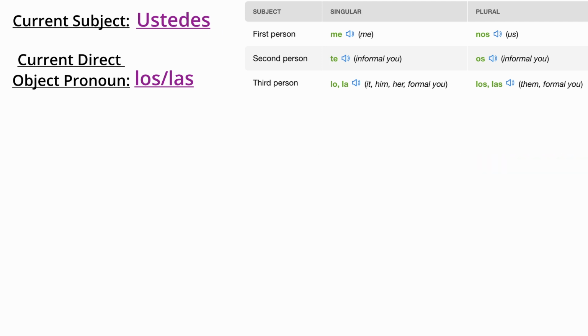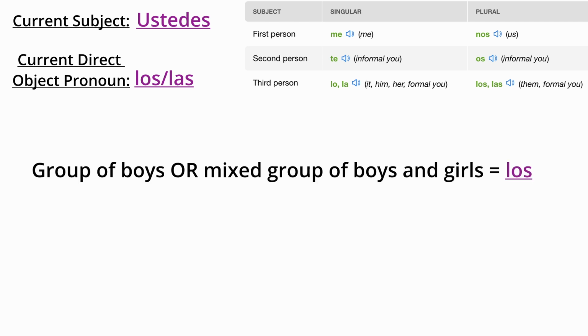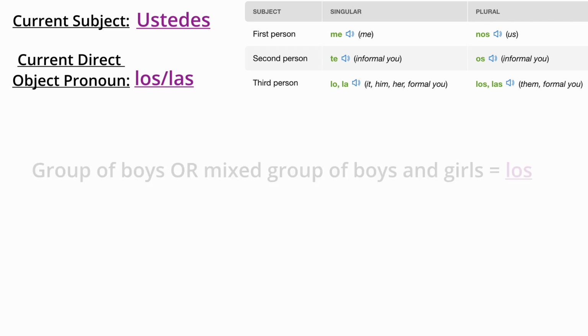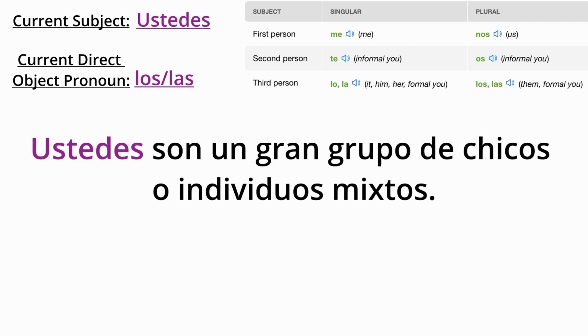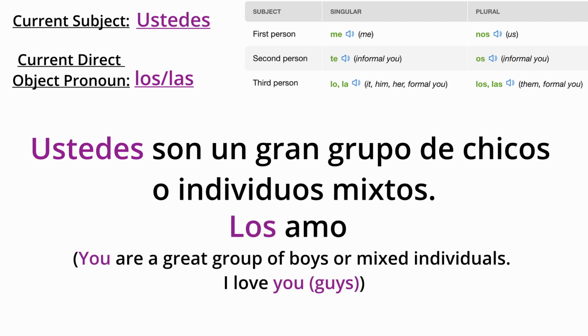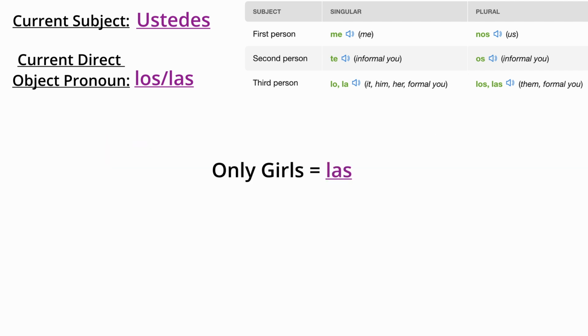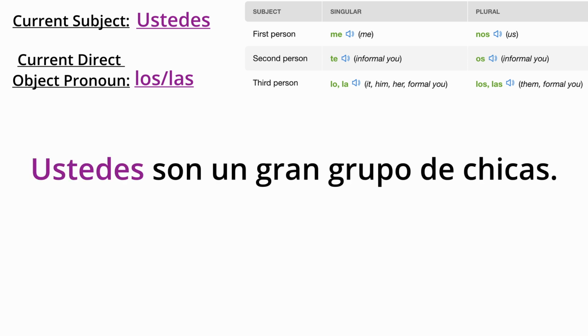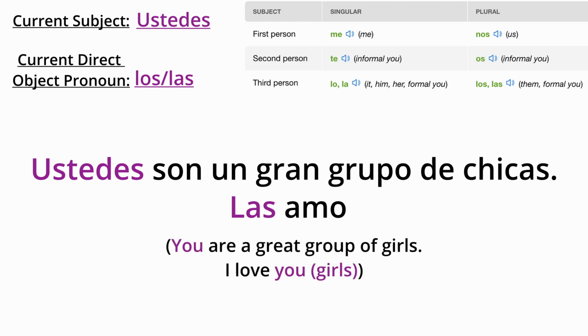Same goes for ustedes, or also called you plural. When we are talking to a group of boys or mixed group of boys and girls, they will be replaced with los. Ustedes son un gran grupo de chicos o individuos mixtos. Los amo. But when we are talking to a group of girls, just girls, we'll have to use las. Ustedes son un gran grupo de chicas. Las amo.